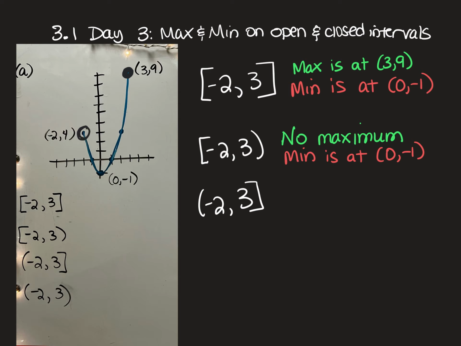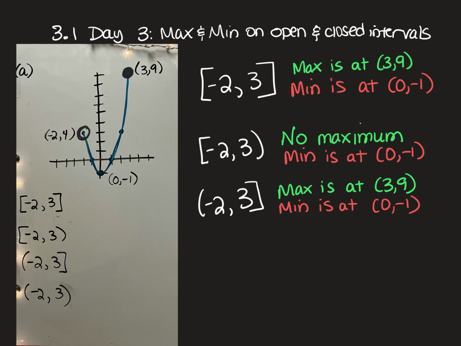We've got to rethink the whole process again. So now we look at this and ask ourselves, what's our highest point? What's our biggest y value on this graph in between -2 and 3 when we're not including -2? I could still say my maximum this time would be at 3, 9. Because we're including 3, 9 now, we can say that's the absolute highest point on that graph. Our minimum does not change. It's not affected by any of these changes. So it's still at 0, -1.